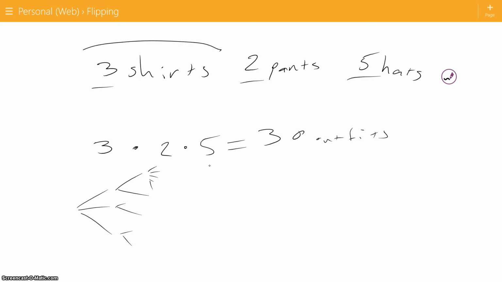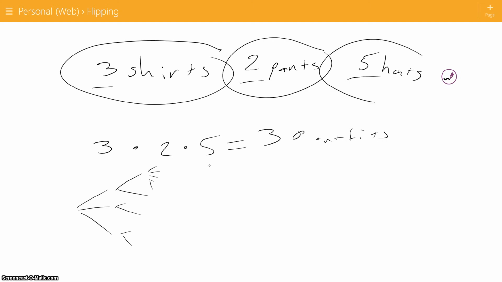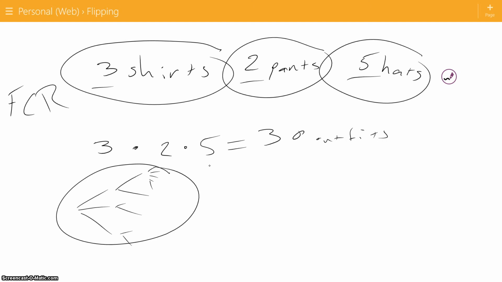Note that each one of these is unique. Your shirts are different from your pants, which are different from your hats. When you're looking at a situation like this, the fundamental counting rule of just multiplying these options by each other and having the tree, as we looked at a bit in class, will help you determine when to use this. Okay, so that is option 1. That is our fundamental counting rule.